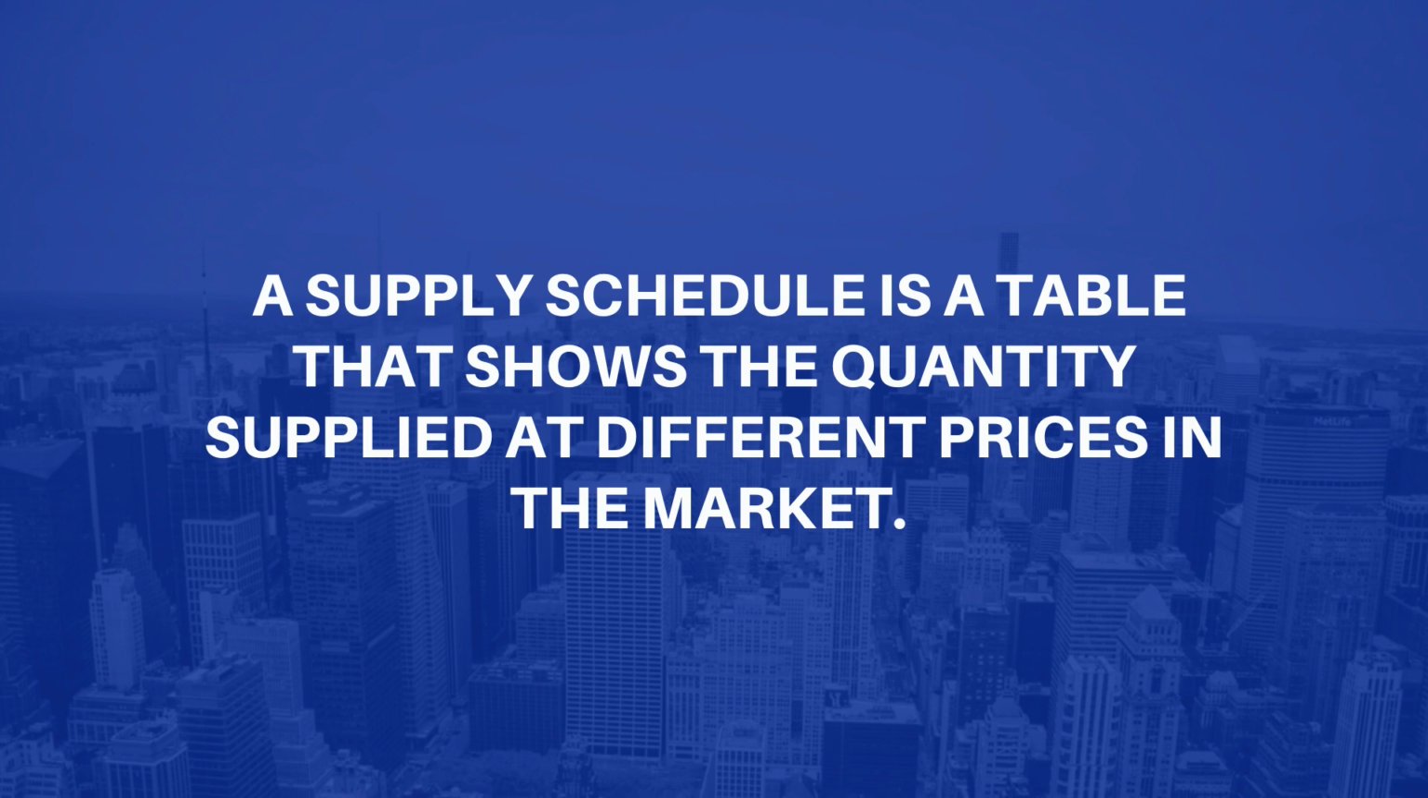Let's talk about supply schedule. A supply schedule is a table that shows the quantity supplied at different prices in the market. Basically, it records the different quantities which can be supplied at different prices, and it is shown in the form of a table. This is more important when we have a demand schedule too, and we can find the equilibrium where supply and demand are equal. So we can find the equilibrium price of the market. We are going to talk about equilibrium in the next few videos, so stay tuned for that.